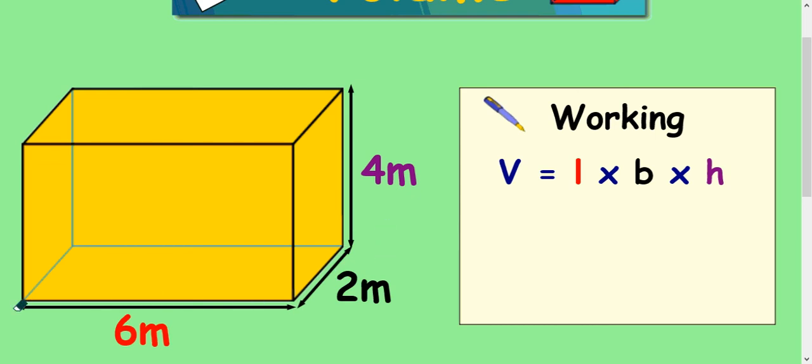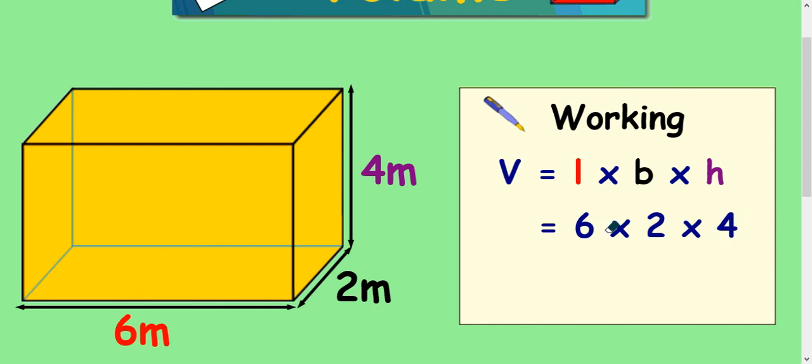Now we call this long bit the length, just like in a rectangle. And this bit is called the breadth, again like a rectangle. We've now got this new measurement which is called height, which makes sense because it's gone up into the air. So a formula we're going to use from now on is volume of a cuboid, in this case, is length times breadth times height. So that would be 6 times 2 times 4.